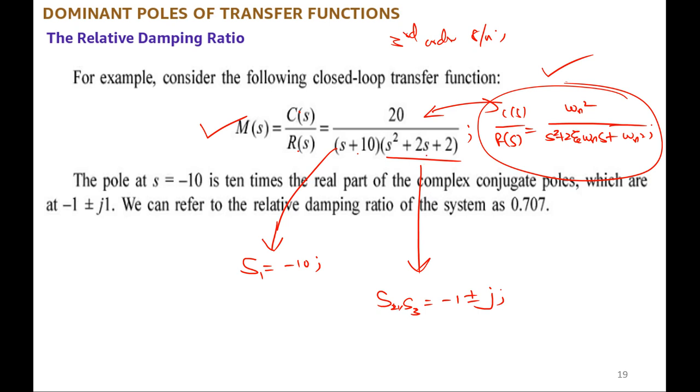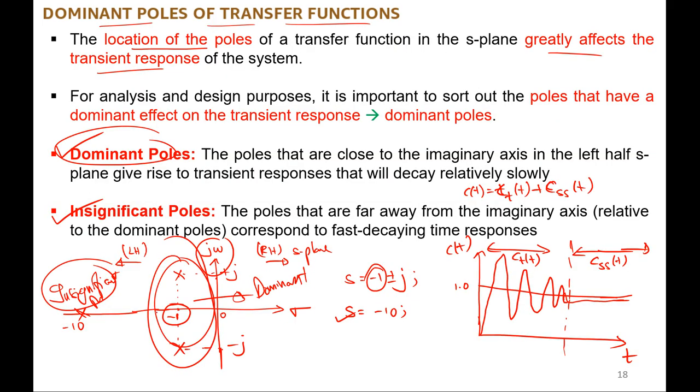After solving the roots of this equation, I am getting the roots as minus 1 plus or minus j, right? And already I have shown you the location of the poles here: minus 1 plus or minus j and minus 10. Minus 1 plus or minus j, we call dominant poles because they are located near to the imaginary axis. I am stressing once again, right? And minus 10 is located far away from the imaginary axis, hence this is an insignificant pole.